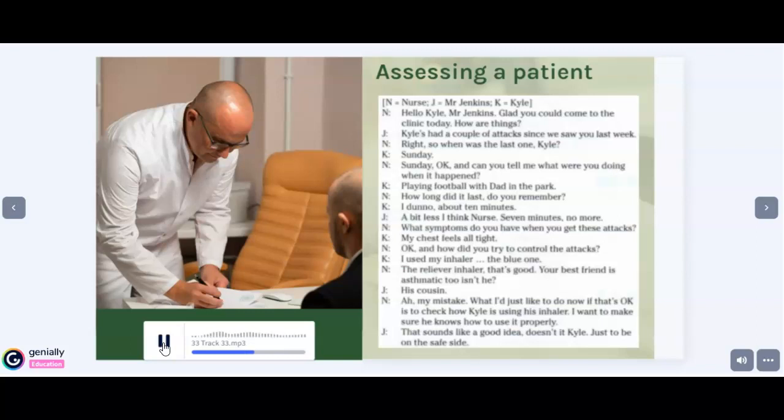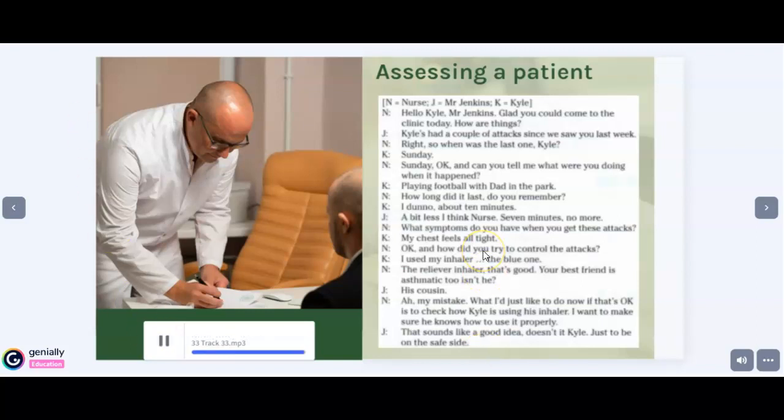My chest feels all tight. Okay. And how did you try to control the attacks? I used my inhaler. The blue one. The reliever inhaler. That's good. Your best friend is asthmatic too, isn't he? His cousin. Ah, my mistake. What I'd just like to do now, if that's okay, is to check how Kyle is using his inhaler. I want to make sure he knows how to use it properly. That sounds like a good idea, doesn't it, Kyle? Just to be on the safe side, eh?